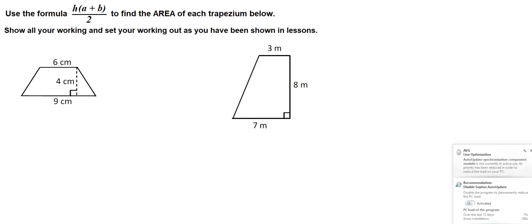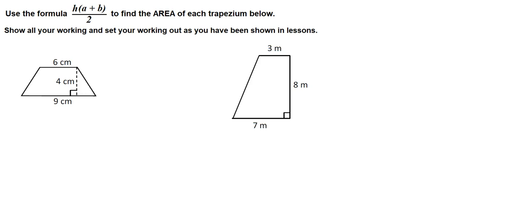Okay, so let's use our formulae to solve each of these problems. So the formula we have to use is area equals h times a plus b. That's sides a plus b, right? Divided by 2. So area equals, so a plus b, parallel sides, so 6 plus 9, multiplied by 4, that's the height, divided by 2.